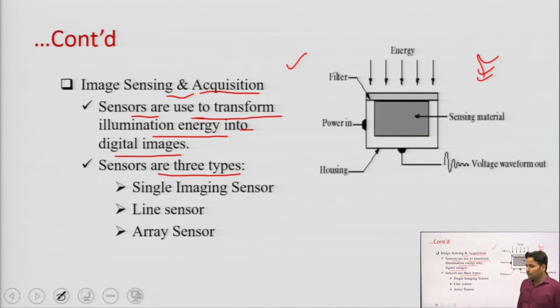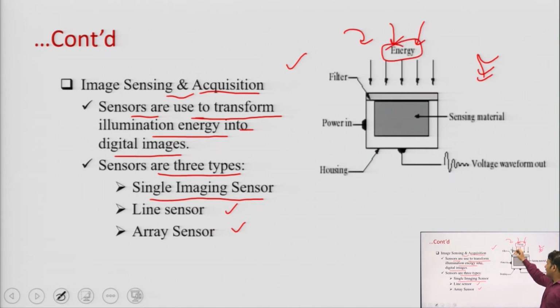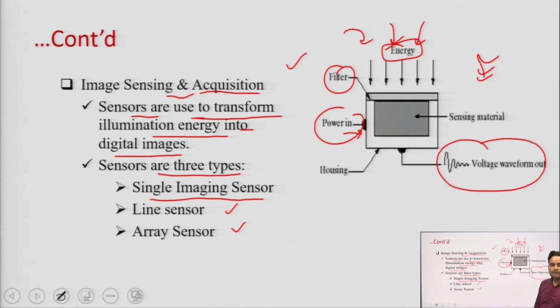If you talk about the sensor, then we have three different types of these sensors. First of all, the single imaging sensor, second one is the line sensor, and third one is the array sensor. Okay. So, that phenomenon is actually present in a camera. If you provide the energy, if you illuminate your camera with this energy, then this filter is working, and after the power, if you provide the power on this portion, then you would have this voltage waveform output. So, that actually provides the digital image.